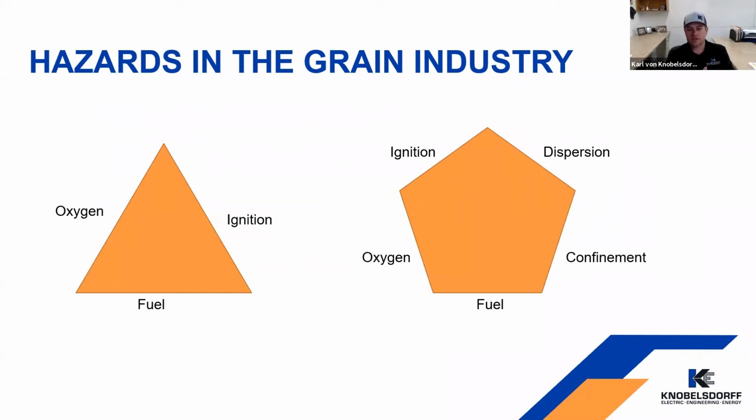So in the grain and feed industries, we have some unique hazards. We're dealing on the left with a fire triangle. To have a fire, you have to have a fuel, you got to have oxygen, and you got to have an ignition source. On the right, that is a combustion pentagon. So we also have fuel, oxygen, and ignition, and we also have dispersion of our combustible dust, and then we have confinement. So basically, we have the making of a bomb.